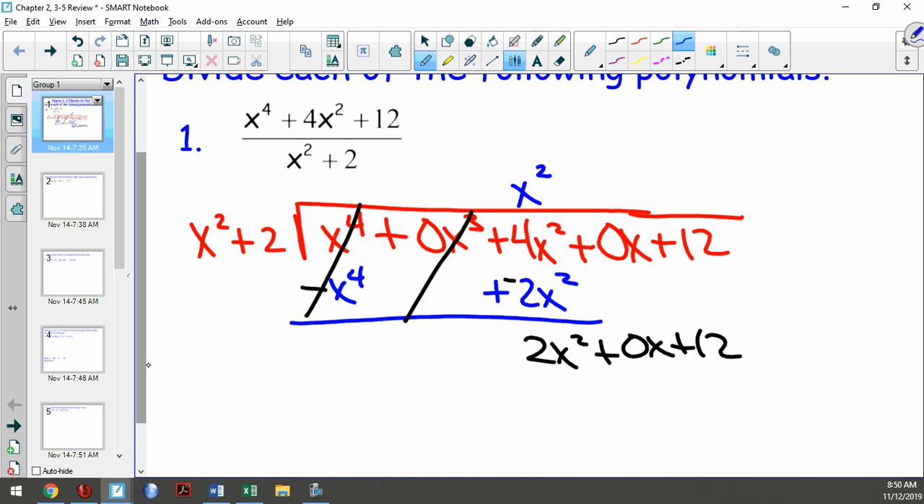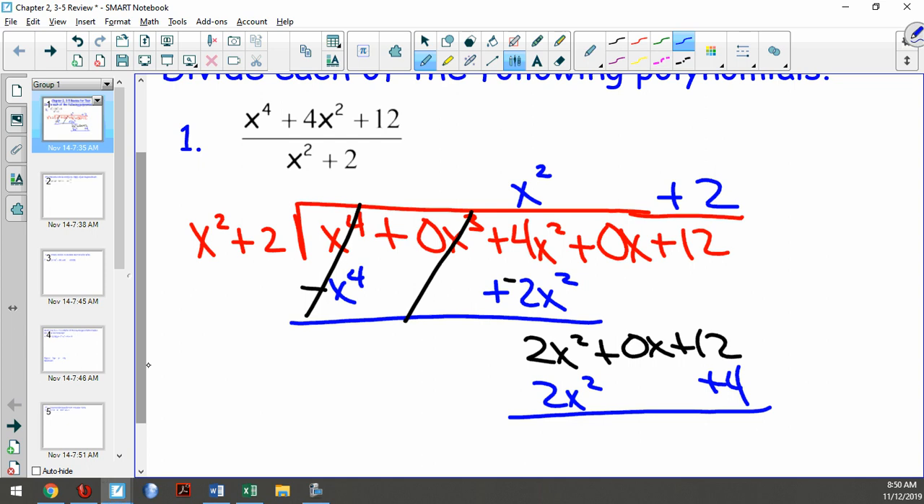What do I multiply x squared by to obtain a 2x squared? A 2. So I have a plus 2 above the 12 position. Yes? 2 times x squared is 2x squared. 2 times 2 is going to be a 4. Again, that goes underneath the 12.